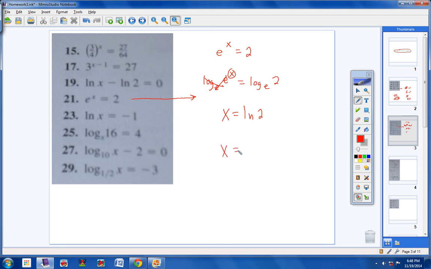So let me grab my calculator here. The natural log of 2 is 0.6931. Okay, moving on. That's number 21. Make sure that's correct. And yes, it is. Okay, number 23.